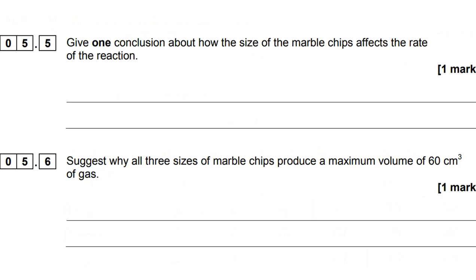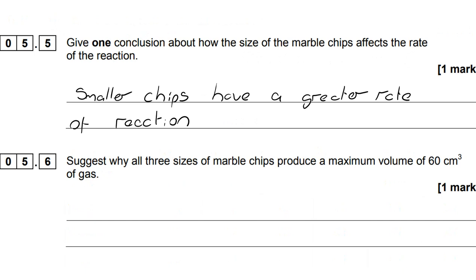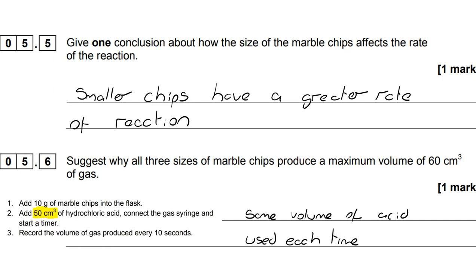Moving on to 5.5, a conclusion about how the size of marble chips affects the rate of the reaction. Now we can see that smaller chips react faster. So smaller chips have a greater rate of reaction, and we'll talk a little more about that later within this question. And then suggest why all 3 sizes of marble chips produce a maximum volume of 60 cm cubed of gas. Well, you can see here that we're using the same volume of acid every time. You can actually also see we're using the same mass of marble chips. So if we're using the same amounts of reactants, we're going to make the same amounts of products. So the same volume of gas.